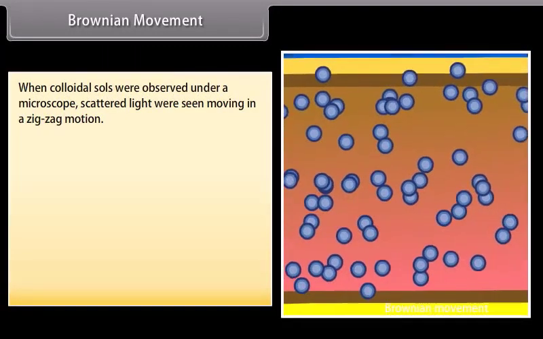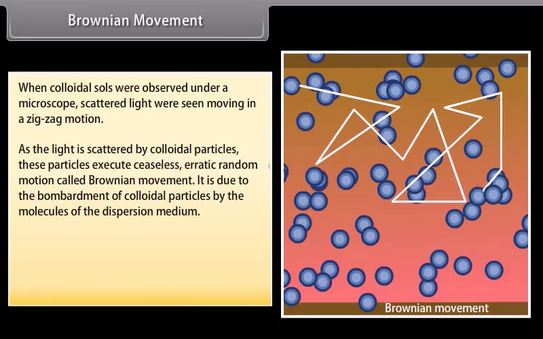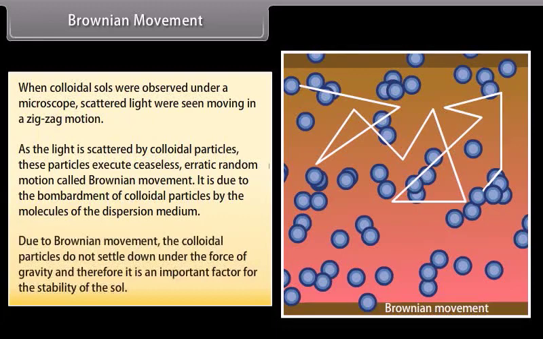Brownian movement. When colloidal particles were observed under a microscope, scattered light was seen moving in a zigzag motion. As the light is scattered by colloidal particles, these particles execute ceaseless, erratic random motion called Brownian movement. It is due to the bombardment of colloidal particles by the molecules of the dispersion medium. Due to Brownian movement, the colloidal particles do not settle down under the force of gravity, and therefore, it is an important factor for the stability of the sol.